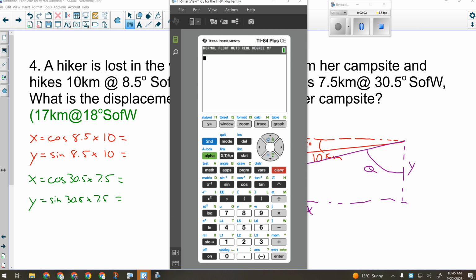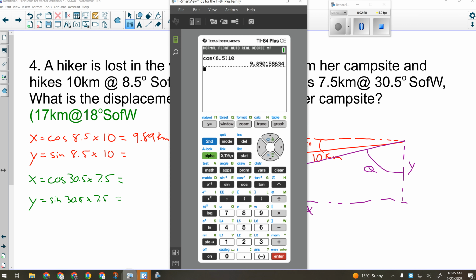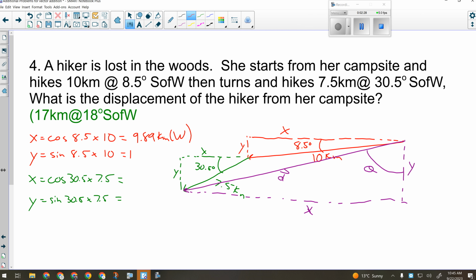So we have cos of 8.5 times 10, okay, 9.89 kilometers, and that is west. And the sine of 8.5 times 10, okay, 1.48, south.